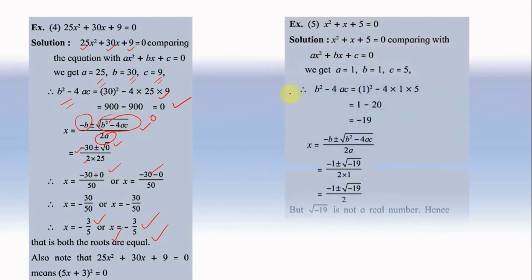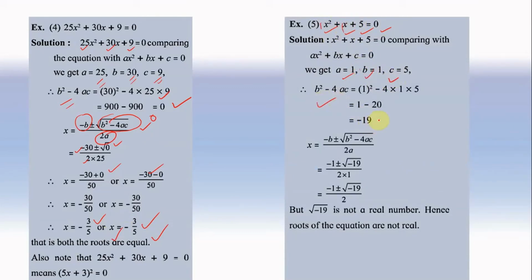Here is another example where we are having an equation x square plus x plus 5 is equal to 0. Very simple. A is 1, b is 1, c is 5. Substituting, and we are getting a value minus 19. Root of a negative number, not possible.